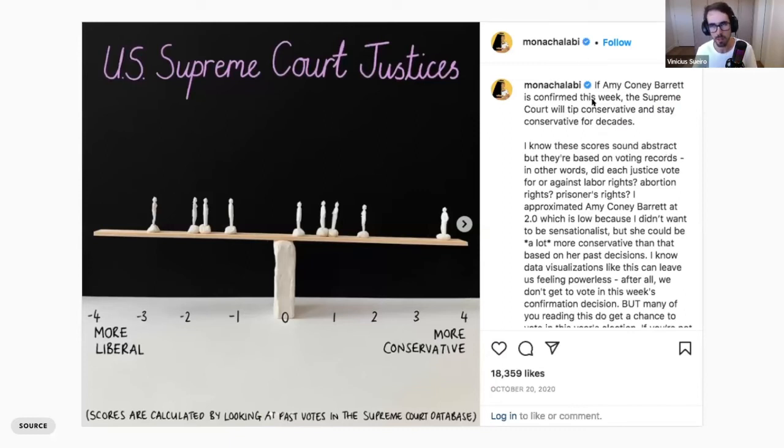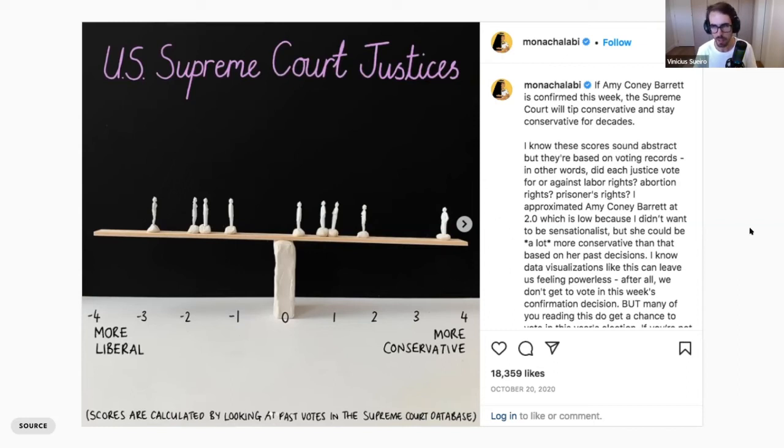I love this example from Mona Chalabi. She wanted to convey the political ideology balance on the Supreme Court of the US. So every person here is a member of the Supreme Court. If they're more towards the left, they're more liberal. If they're more to the right, they're more conservative.